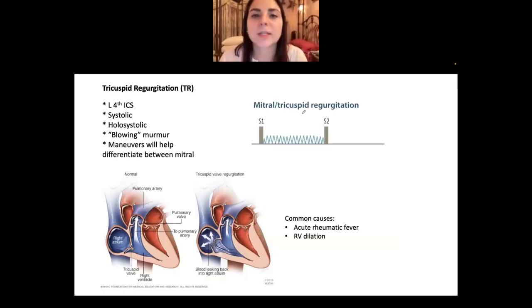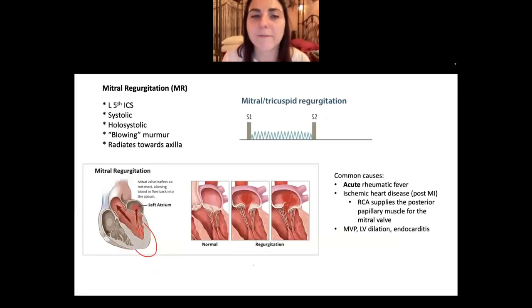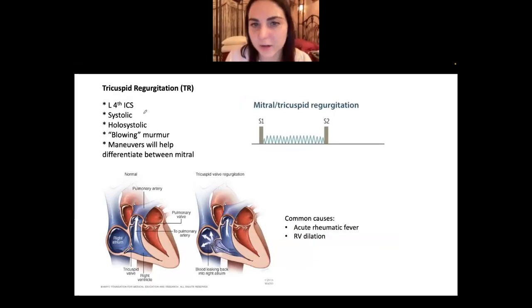Tricuspid regurg. So this is, again, I kept the same picture because it's the same thing. Everything's the same. It's just location is different now. So left fourth intercostal space versus left fifth intercostal space. Everything else is the same. Systolic, it's a holosystolic murmur. It's a blowing murmur. So how can you really even differentiate between the two if they don't give you location?